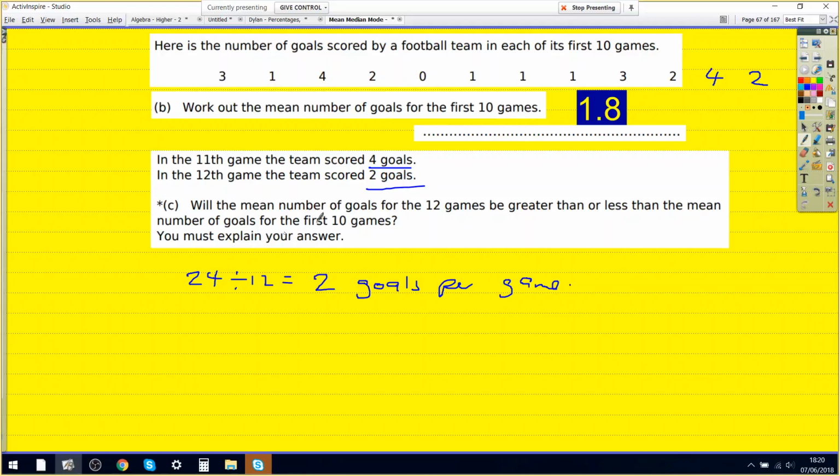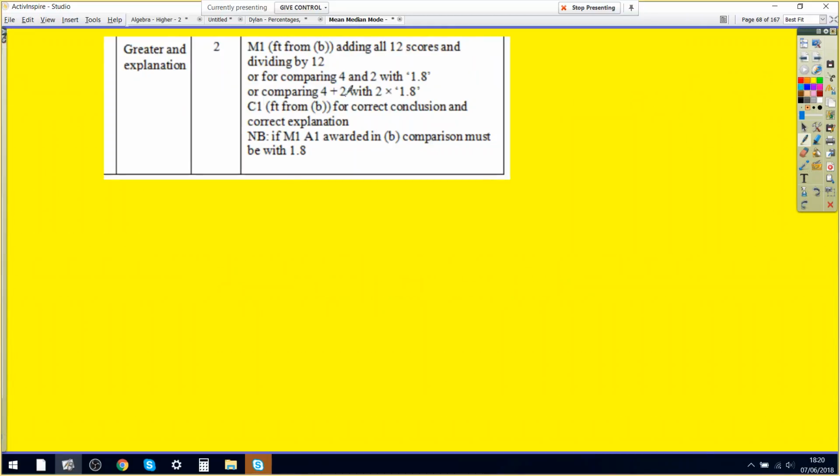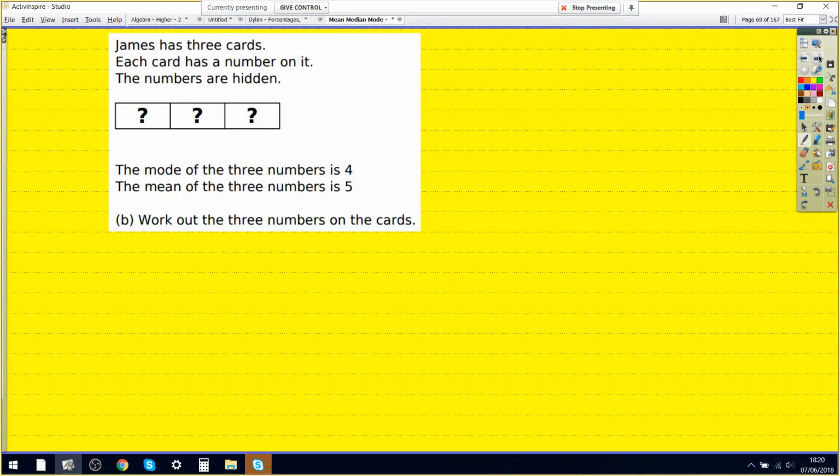If you're ever stuck, just add them on and divide by the new number of numbers, which is 12, because there were 12 games, and then you could just compare. It was 1.8, it's now 2, and so the average has gone up by 0.2 goals per game. Any questions there? Okay. If you compared 2 with 1.8, you get the marks, or if you just find the mean again. Okay, let's try this.